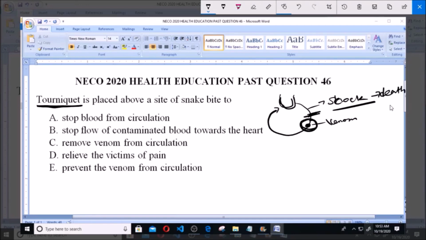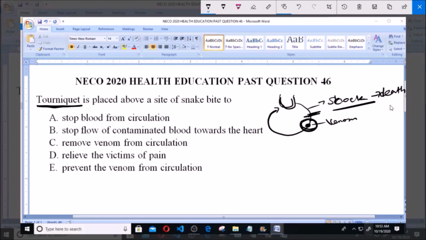So that is the main reason why a tourniquet is placed above a site of snake bite, because the venom will already be circulated. There is no way you can prevent the venom from circulating around the blood there. But it is important to prevent this blood from going back to the heart, and that is why the tourniquet is applied above the site of snake bite, so that during the venous return, that is when the blood is going back to the heart, this contaminated blood will not get to the heart, thereby preventing shock, which can lead to death.